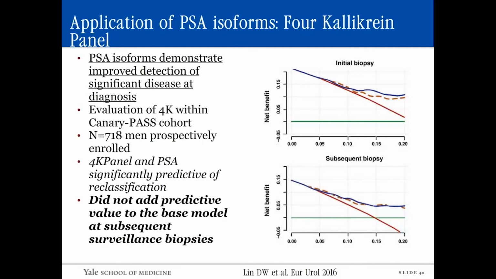They looked at 718 patients who were followed serially over time. And as you might expect, the 4K score was significantly associated with biopsy reclassification on the confirmatory biopsy. So these are patients who had one biopsy, they were enrolled in surveillance, and if you had a higher 4K score, you were more likely to upgrade on your confirmatory biopsy. But it did not add any predictive value to the base model for predicting upgrade at subsequent biopsy. So I think the take-home message here is it's good at helping you cull out the disease that's missed on biopsy, but it's not giving you a lot of biologic information about the risk of disease progression over time.